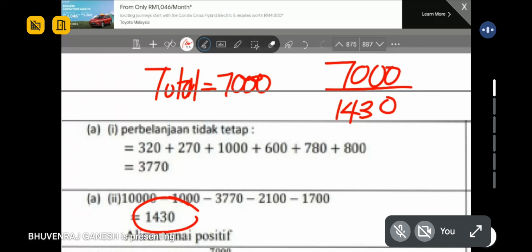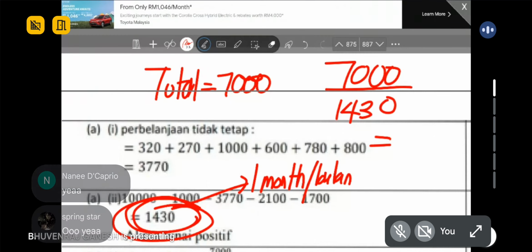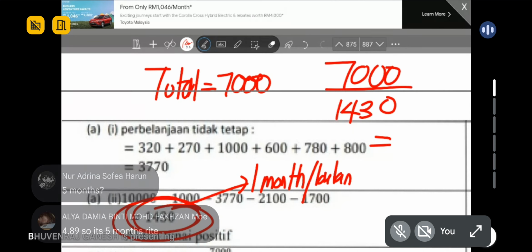7,000 bahagi aliran tunai dia lah. Because this one is for 1 month, guys. You must remember, nilai ni untuk 1 bulan. Faham tak? So, kalau saya ambil jumlah bahagi nilai 1 bulan, saya dapat bilangan bulan lah. I will get the number of months. Because the monthly cash flow is the same every single month. Nilai yang ni sama untuk January, February, March, April sampai December. Faham tak? So you actually will get 5 months over here.